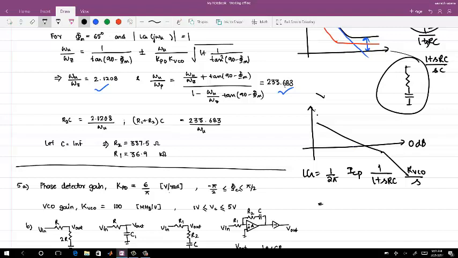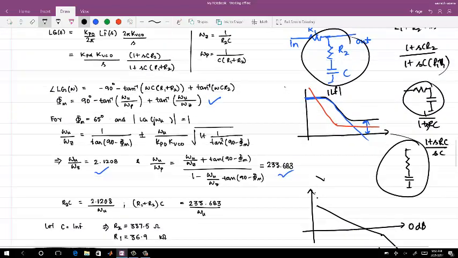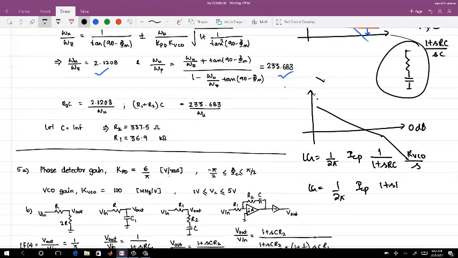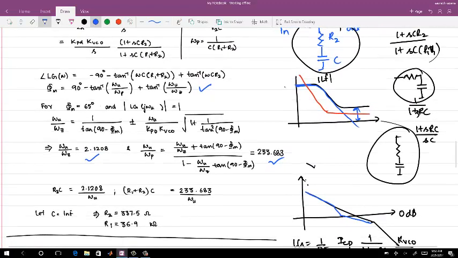Whereas in the other case, what you have is ICP, times 1 plus SRC2 by 1 plus S times R1 plus R2 times C, KVCO over S, right? So here your pole comes first, right? Then you have a 0, and then you can have this thing, R1 plus R2.